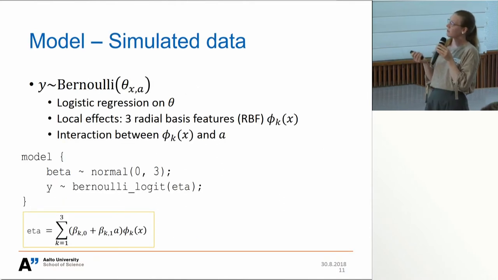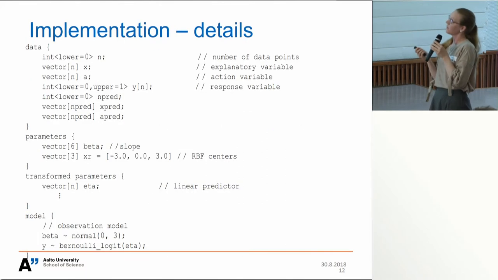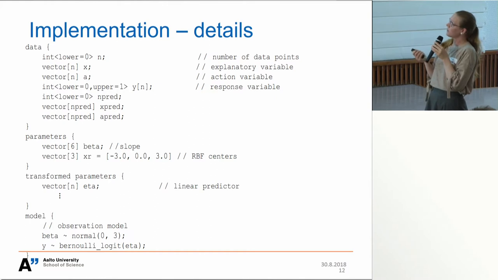And then we model this with a Bernoulli model and put a logistic regression on the theta. And to account for the local effects, we have radial basis features and then interactions between those features and the action. So we have six model parameters, beta, which are normally distributed, and then y, our observation, is just Bernoulli logit, where the parameter depends on those betas and actions and the features. Here's the full implementation. I won't go into details. We have the number of data points, the covariates, actions, and then the outcomes, a new patient whom we predict, and parameters, and so on.